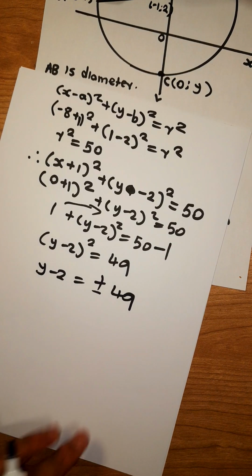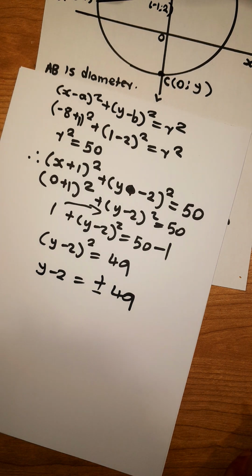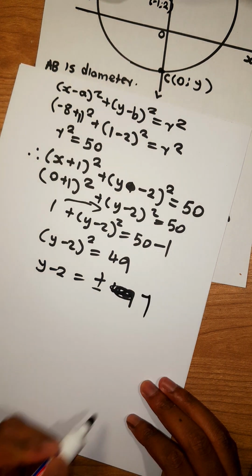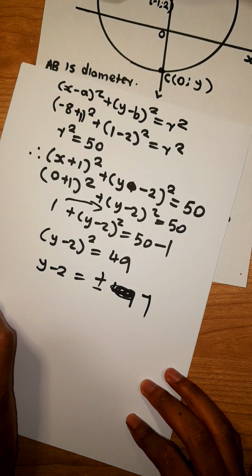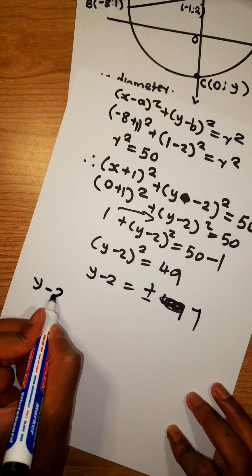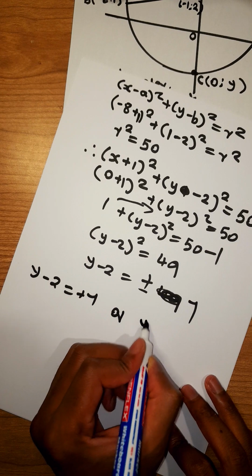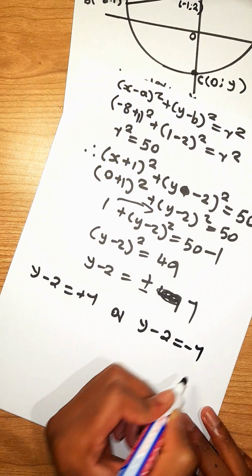We know that the square root actually gives us two values, the positive value and the negative value. Oh, the root of 49, I meant to say it's 7. So it's going to be plus or minus 7. So let's start with the positive 7. We're going to have y minus 2 equals the positive 7. Now let's deal with the negative 7. It's going to be y minus 2 equals minus 7.